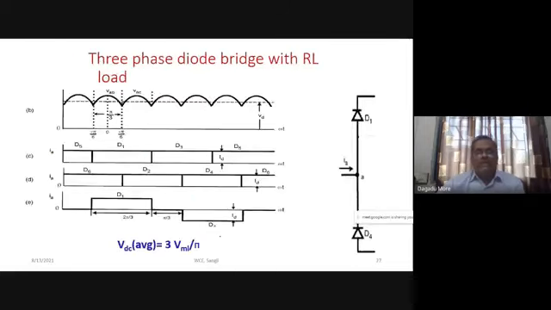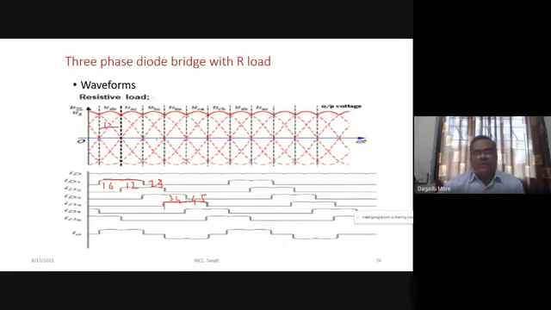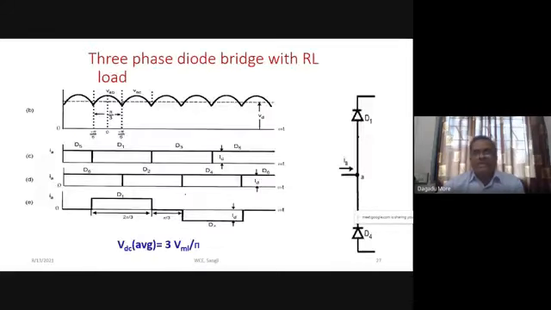So this was where I discussed the R load, where our current is having some ripple. Whereas in case of RL load, our DC current will be smooth and ripple free. So our IDC is smooth and ripple free. And here we have shown VAB, A is positive, B is negative, and VAC. Similarly, you write the others.